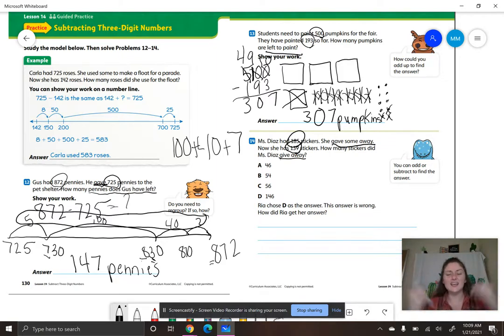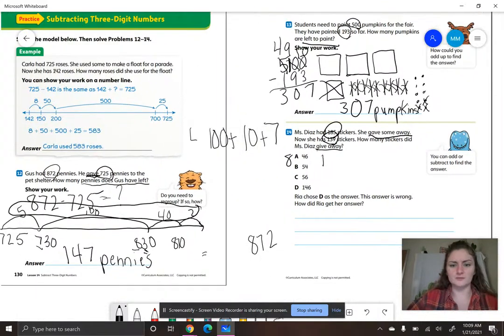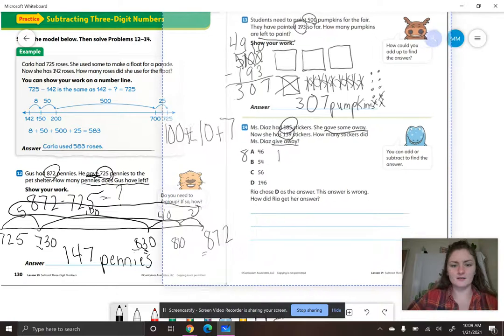All right, so if I give something away, am I getting more or am I losing some? I'm losing some, which means I am subtracting. So that means that one of my numbers is my whole and the other is my part. What number is my whole? 185.